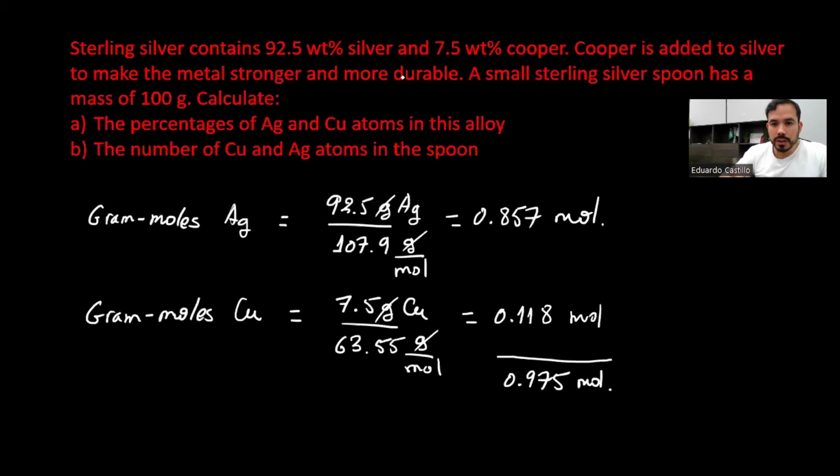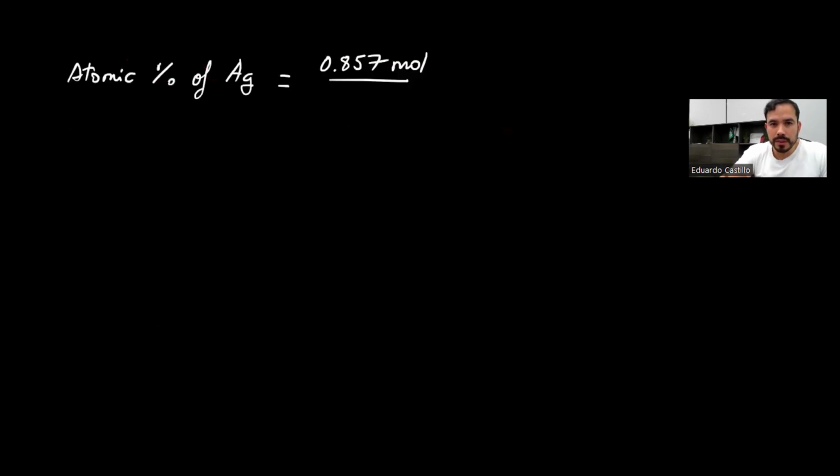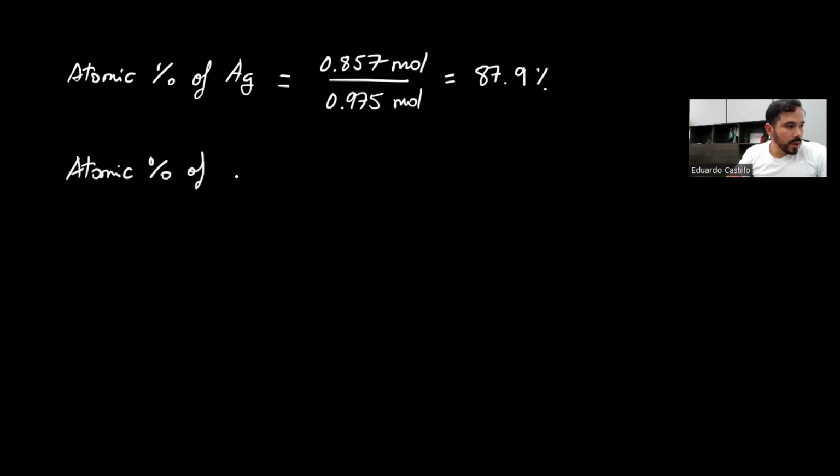0.857 moles divided by the total number of moles, which is 0.975 moles. And this is 0.857 divided by 0.975. That is 87.9%.